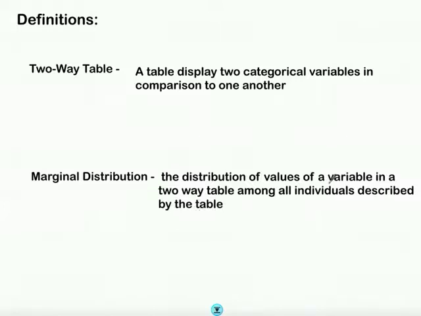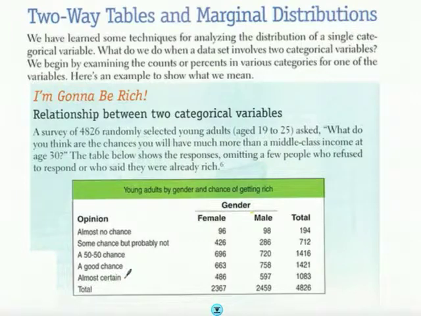So the way that you can find out the marginal distribution is by dividing each row total by the table total and converting to a percent. So if you were looking at the almost certain, what you would do is say, I have 1,083 people who are almost certain that they're going to get rich, and I divide that by the total of people, which is 4,826. When I do that, I get 0.224, and as a percent, that is roughly 22.4%.